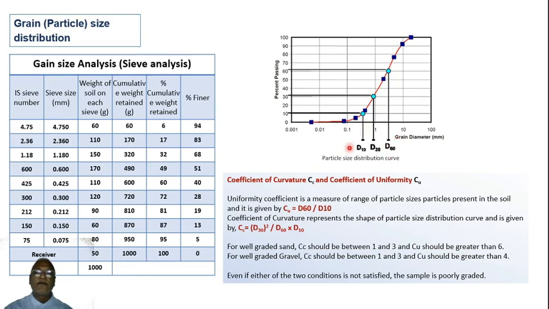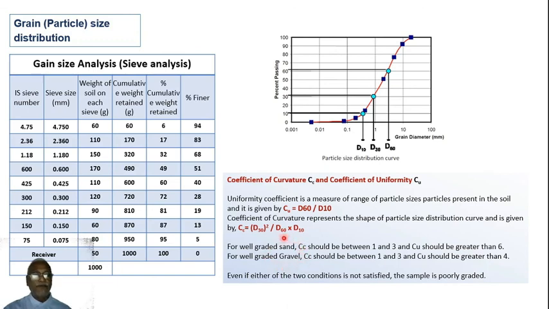Now after finding out the sizes of D10, D30, D60, I will have to work out Cu and Cc, and depending upon whether it is a sand or a gravel, I can name it whether it is well graded or poorly graded. Now how to identify whether it is a sand or a gravel? That will be part of classification.